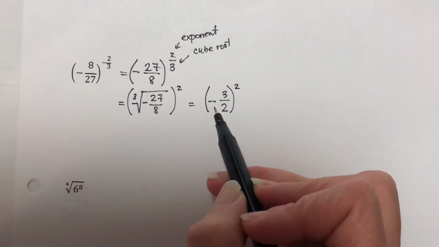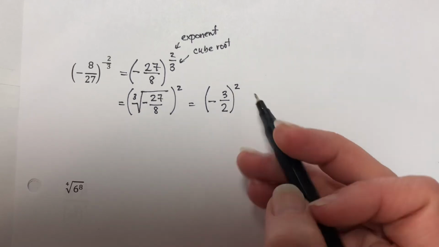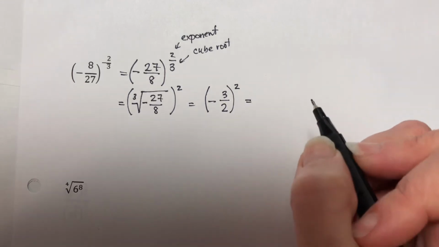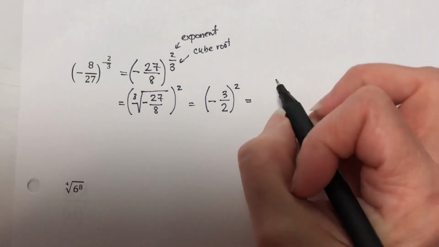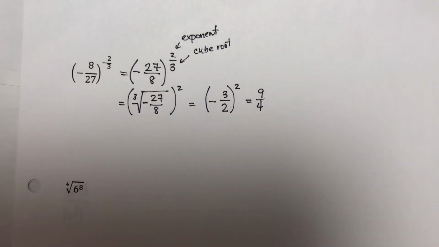Now the negative is on the inside, and it's being squared, so this means it's negative 3/2 times negative 3/2, which is going to give me a positive number. 3 squared is 9, 2 squared is 4. My overall answer is 9/4.